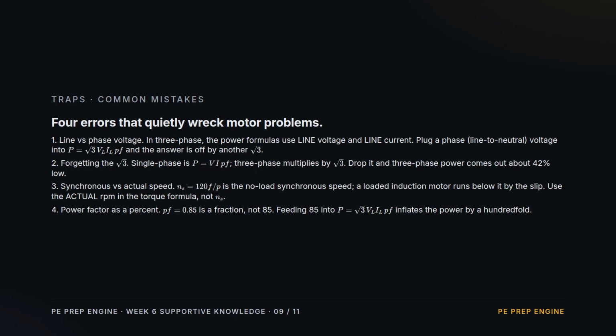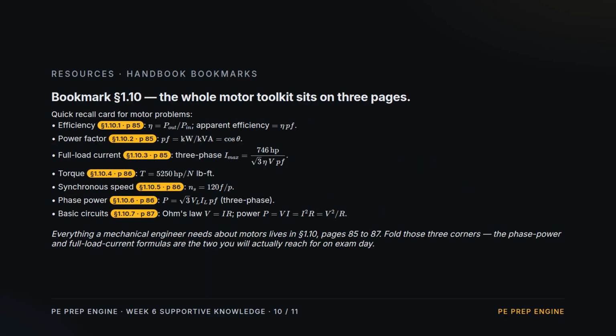4 traps. 1. Three-phase power uses line voltage and line current. Plug in a phase voltage and you are off by another √3. 2. Never drop the √3. Without it, three-phase power comes out about 40% low. 3. Synchronous speed is the no-load speed. A loaded motor runs below it by the slip, so use the actual RPM in the torque formula. 4. Power factor is a fraction, not a percent. 0.85, not 85.